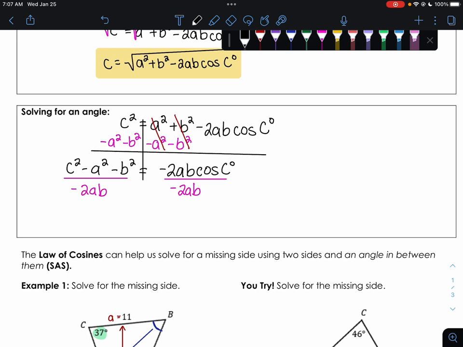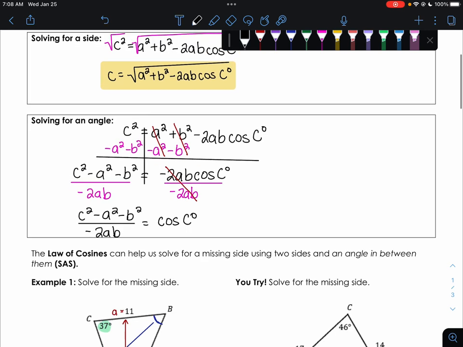So that gives me c squared minus a squared minus b squared, all divided by negative 2ab, and that leaves me with the cosine of my angle C. The negative 2ab's canceled out. Now, if we want to solve for an angle, that's where we have to use inverse trig. So the next step here is just using inverse trig.